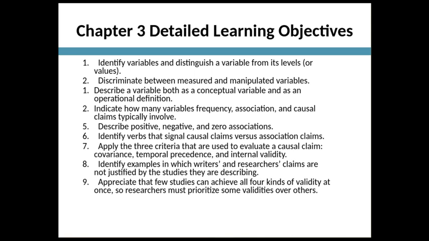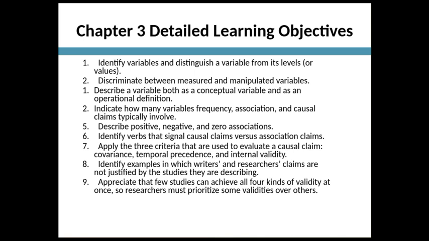I don't know why it says 1, 2, 1, 2 again. It should say 3 and 4. That's my fault. But the third one was to describe the variable as conceptual and operational. Number 4, as it should be, is to indicate how many variables in the 3 types of claims.